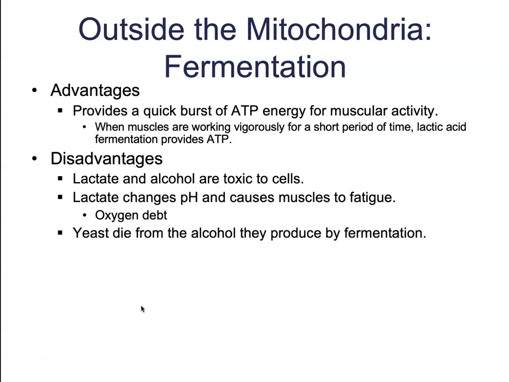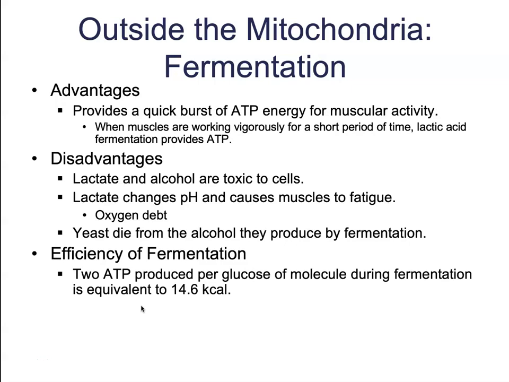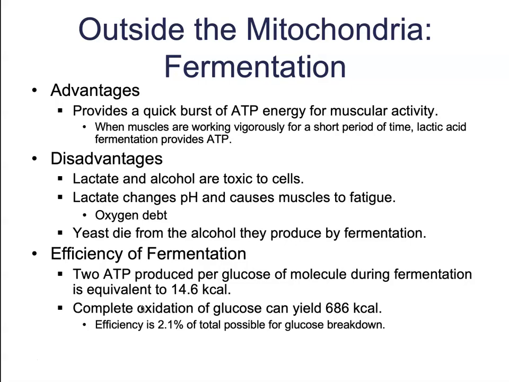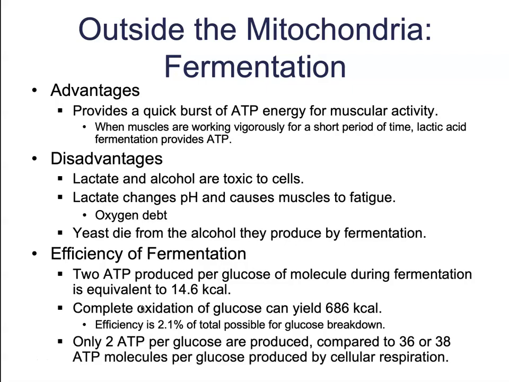Yeast can actually die from the alcohol that they produce during fermentation. And fermentation's not all that efficient. 2 ATP are produced per glucose molecule during fermentation. It's equivalent to 14.6 kilocalories. Complete oxidation of the glucose could yield 686 kilocalories. So it's a very inefficient process. Only 2 ATP per glucose are produced compared to 36 or 38 ATP molecules produced by cellular respiration. So the efficiency is only about 2% of the total possible energy that could be obtained from glucose breakdown.